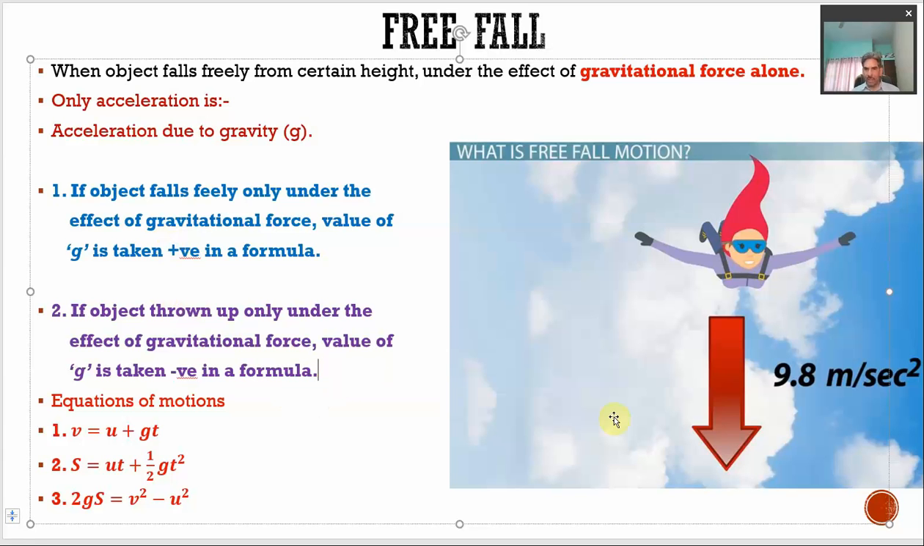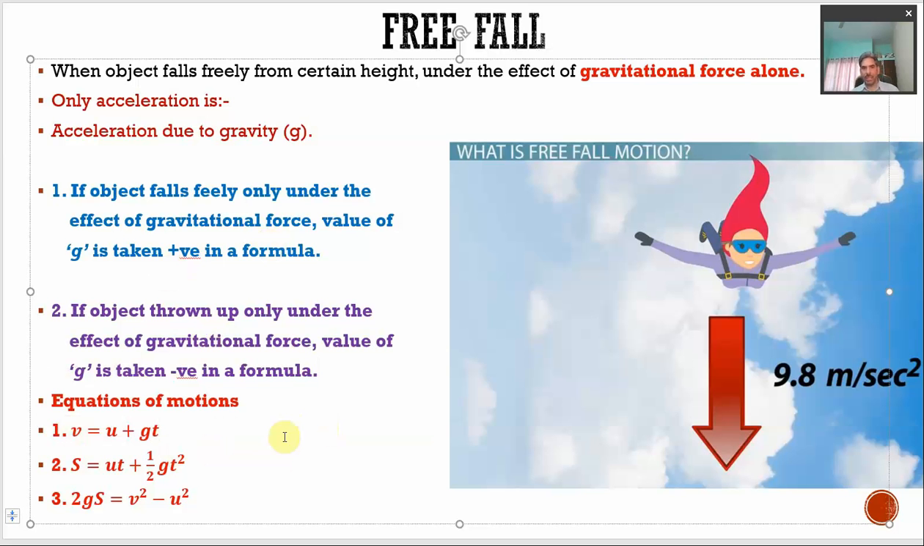And this situation of either throwing an object vertically upward or an object falling freely is very similar to straight line motion with a uniform, or constant, acceleration, which is the acceleration due to gravity. So here we can also write the equations of motion in these cases. Here the three equations of motion get this form. The first equation is v is equal to u plus gt.